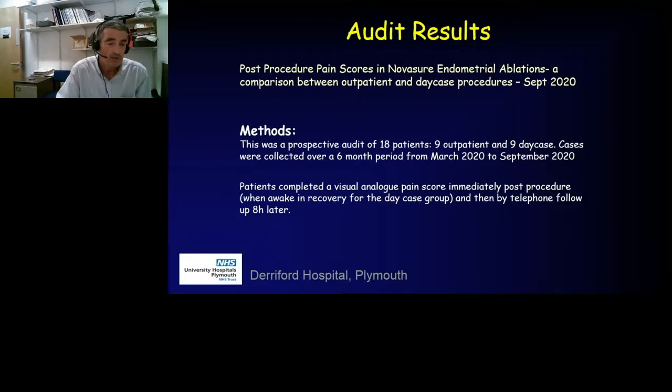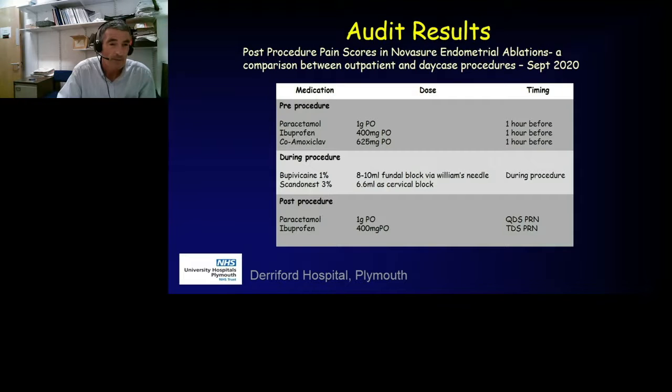So we just looked at 9 patients in the outpatient setting and 9 day cases between March and September. So this is very recent. And patients scored their pain on a visual analogue scale. The medications given for the outpatients are as already described, with the paracetamol, Brufen, and Augmentin, with the local anaesthetic block to the cervix and fundus.